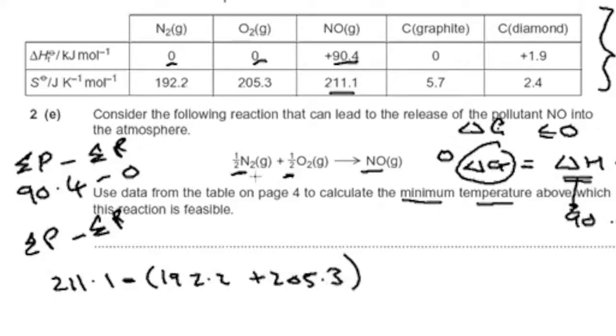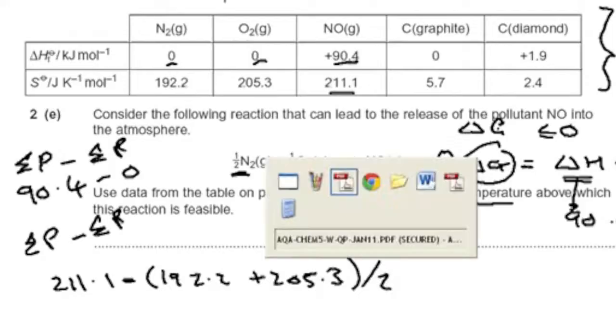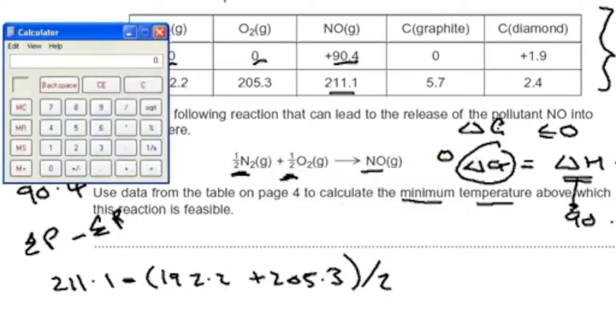And this is where a lot of students will make mistakes, because when I read the equation I realised, half N2, half O2, so in my reactants I must halve the total entropy. So now let me get my really posh calculator up. Where's my really posh calculator? There you are. So let's have a look. So I'm going to do the brackets first.